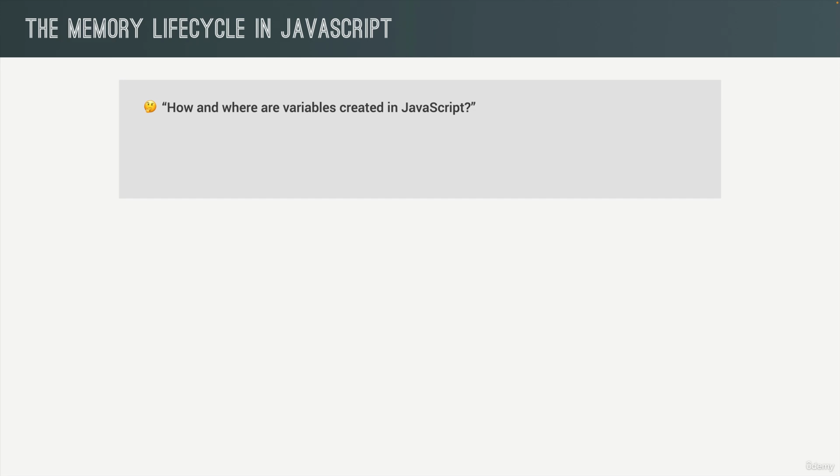Now, unlike lower-level programming languages like C or C++, where developers actually have to manually reserve pieces of memory for their variables, JavaScript automatically manages the memory behind the scenes for us. This makes writing code a lot easier and faster, and it reduces the risk of introducing bugs like memory leaks. So this sounds great, but how does it all work?